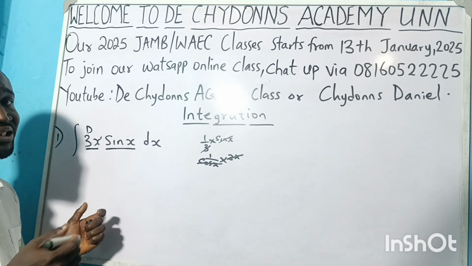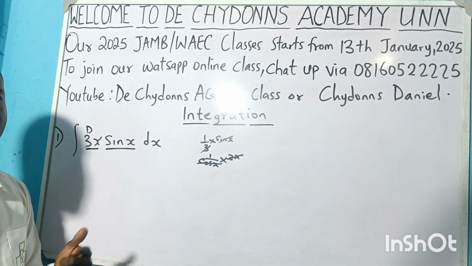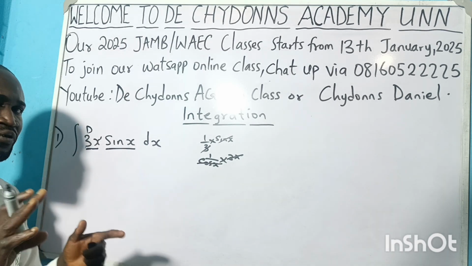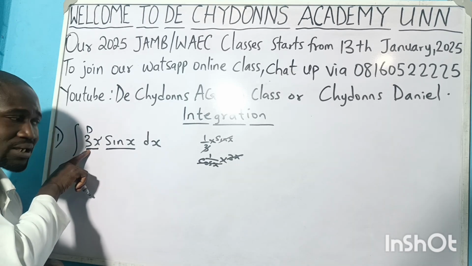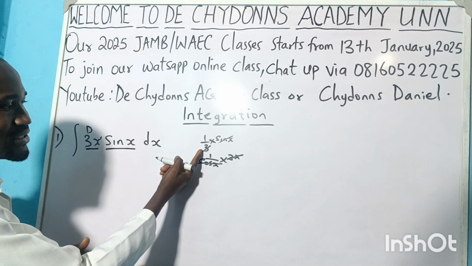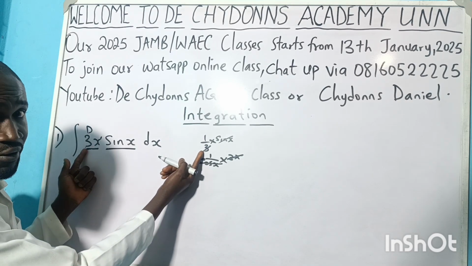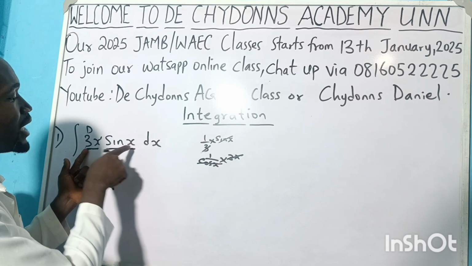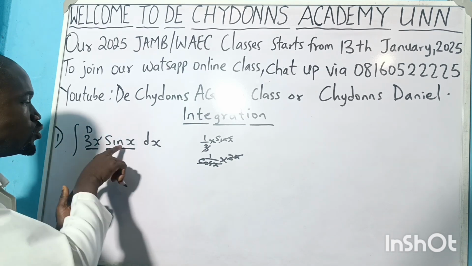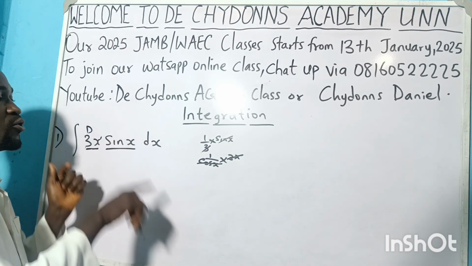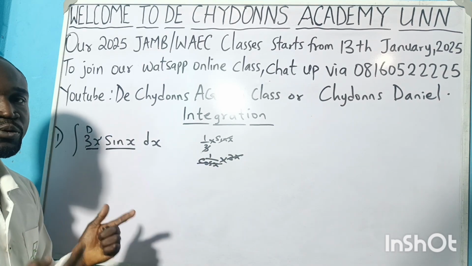I know so many students have been asking me in my DM, Chidon, please, when do you use the substitution method? When do you use by parts? That is confusing, so to speak. But just know this: when you differentiate the first and you invert the answer you got, that is 1 over the answer you got for the differentiation of the first, if you cannot cancel the second, don't use the substitution method. Or if you differentiate the second and invert it, and it also cannot cancel the first, don't use the substitution method to solve it.